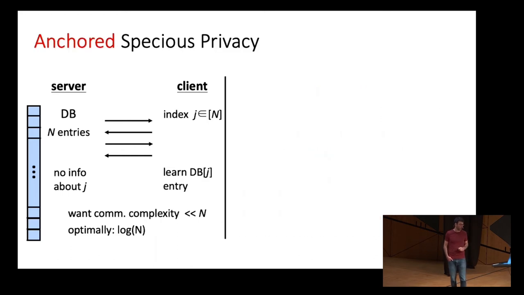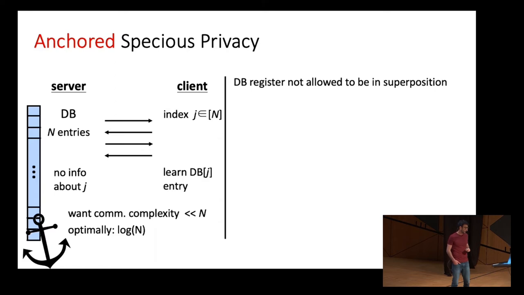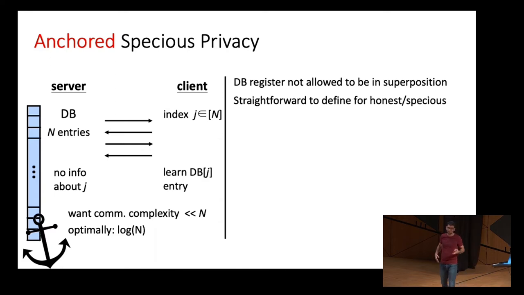So let me talk a little bit more about anchored specious privacy. So we put an anchor on the database entry. We force the database to be a classical value, not in superposition. And in terms of making it a formal definition, it's actually not very hard. You just take the definition of specious privacy and add an additional requirement that the state of the register that holds the database has to be some classical value, a specific classical value.